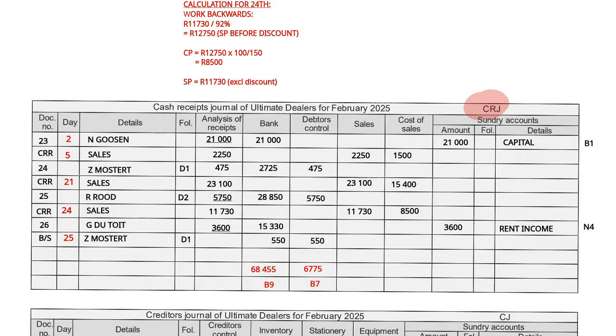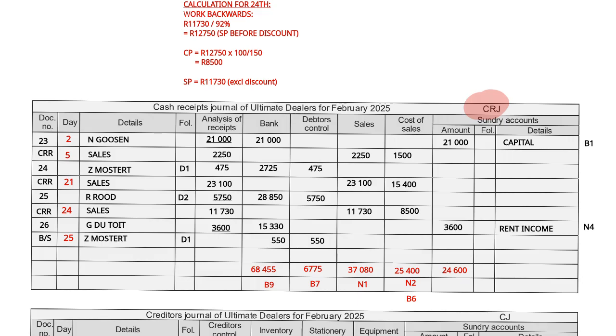When we tally sales, we got 37,080. That goes to N1 of our ledger account. Cost of sales is 25,400. That goes to 2 accounts. N2 is where you take your selling price, and B6, trading stock, is where you take your cost of sales price. And then when we add up our sundry amounts, we got 24,600.